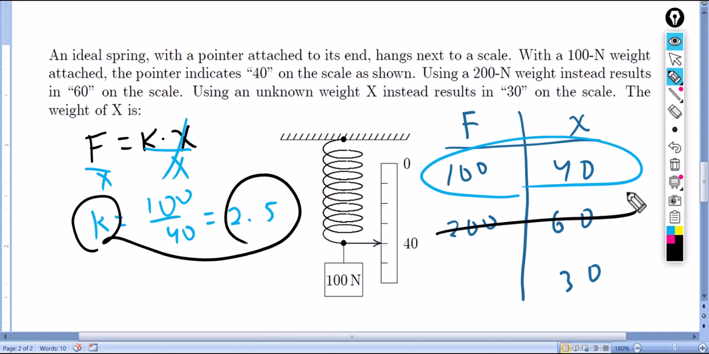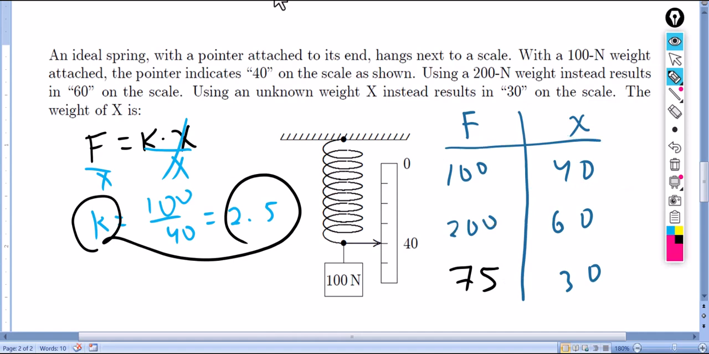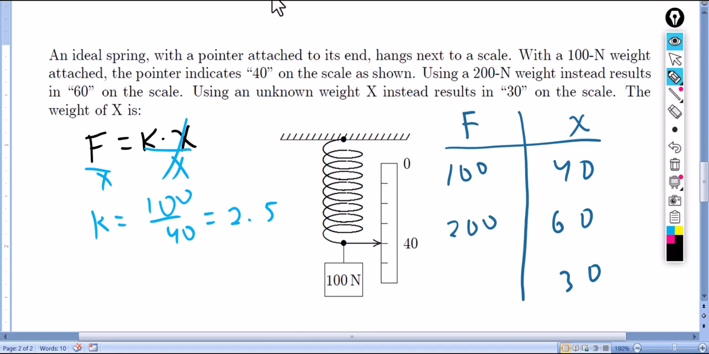I don't even need this right here. We can take this 2.5, multiply it by 30, and the answer would be 75. Well, the interesting thing is, if you took that 2.5 and multiplied it by 60, guess what? It's not 200. It ends up being 150. So actually what we just did is not working out. For example, look what happens if I do the same thing with 200 over 60. I get a k of 3.33.